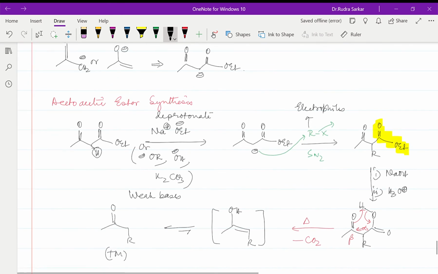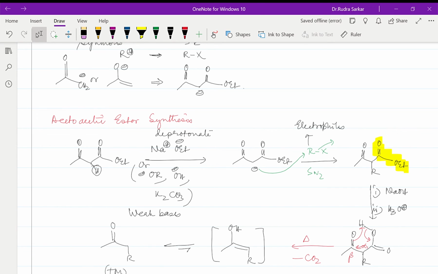So what have we done essentially over here? We have used the process of acetoacetic ester synthesis to control the regioselectivity of enolate formation by temporarily adding an ester group to the alpha carbon of this unit, which is basically a unit from the acetone.